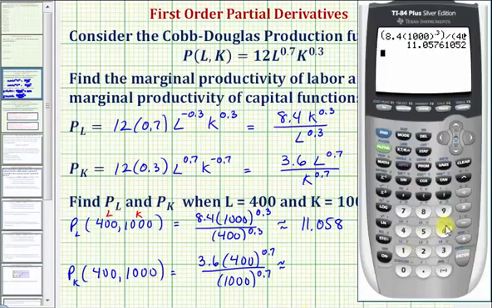And now for the partial with respect to K, we have in the numerator 3.6 times 400 raised to the power of 0.7. Right arrow, close parenthesis, so there's the numerator, divided by 1000 raised to the power of 0.7. Enter. To 3 decimal places, we'd have approximately 1.896.